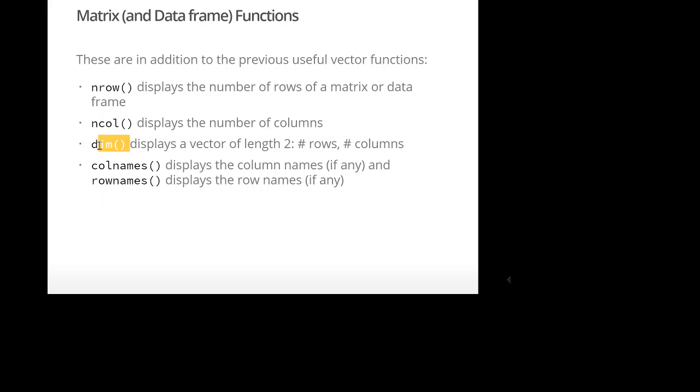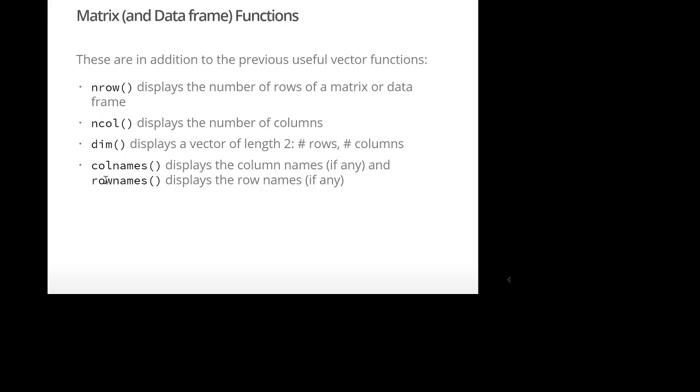There's another function that does both at one time called dim, for dimensions. That gives you a length 2 vector that has the number of rows as the first element, and the number of columns as the second element. You can also have named things be attributes of a particular data frame or even a vector, and you can extract those with colnames, which displays the column names if there are any, and rownames, if there are any.